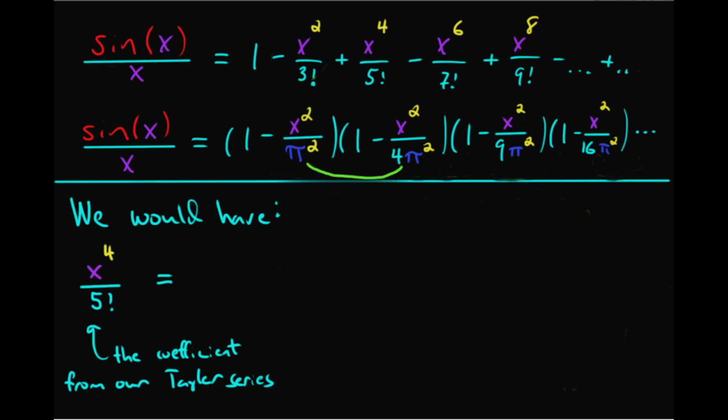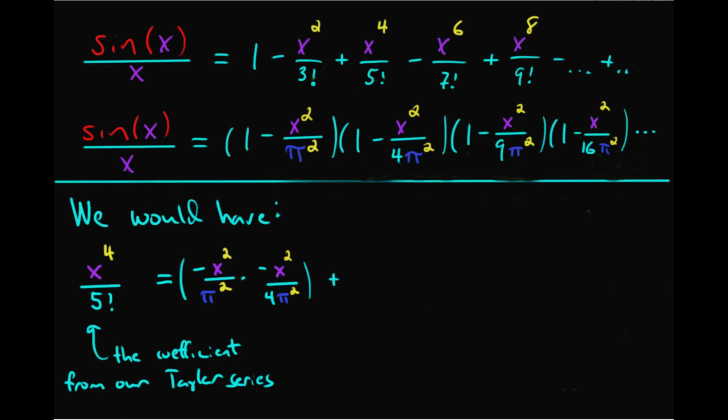Well, how do we get x to the fourth terms when we expand out the infinite product formula for sine x over x? The first one would be minus x squared over pi squared times minus x squared over 4 pi squared times 1 times 1 times 1 times 1, in other words, followed by an infinite string of 1s. I'm not going to include that infinite string of 1s there. That's not necessary. I'm just going to write down our first x to the fourth term, which is represented by the product minus x squared over pi squared times minus x squared over 4 pi squared. And I'll just put those together in parentheses.